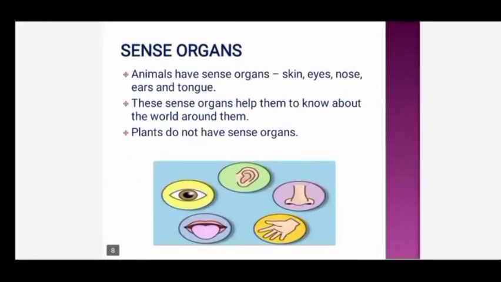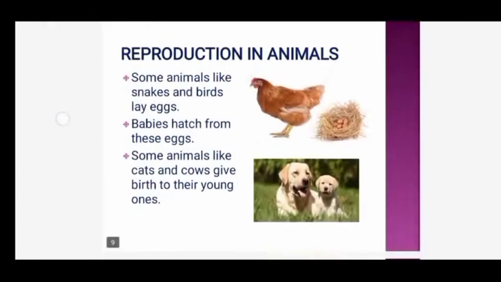Sense organs. Animals have sense organs like skin, eyes, nose, ears, and tongue. These sense organs help them to know about the world around them, whereas plants do not have any sense organs.